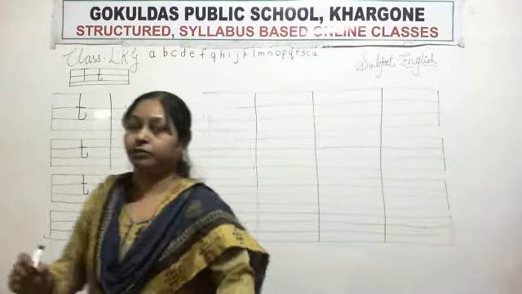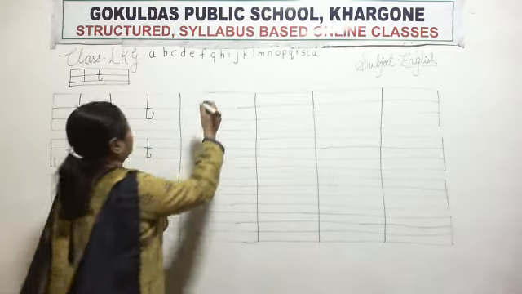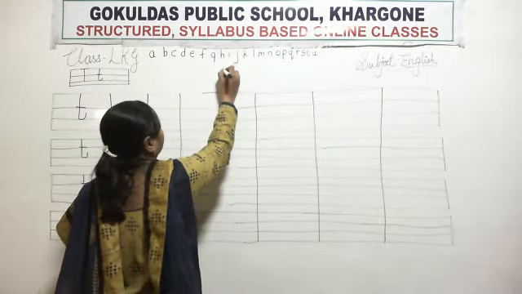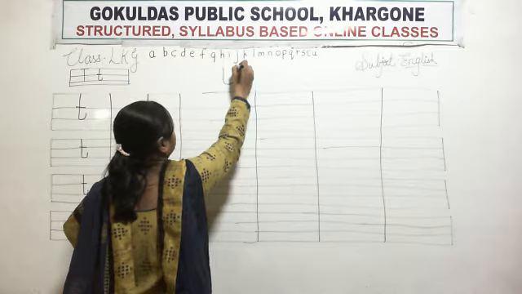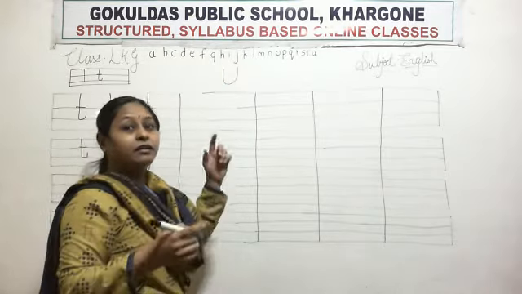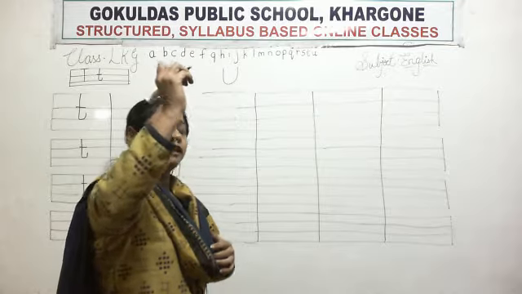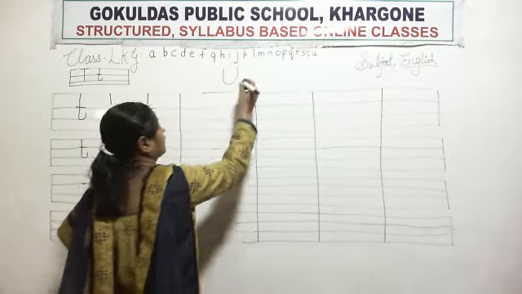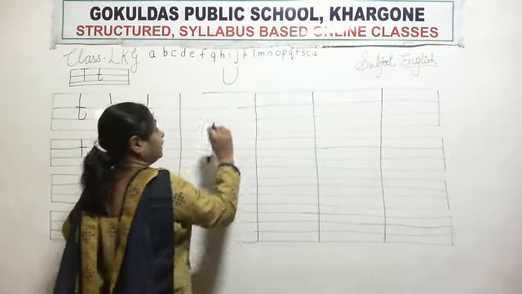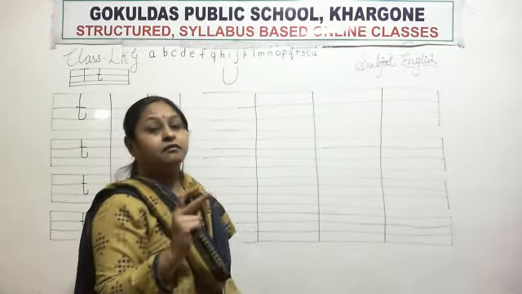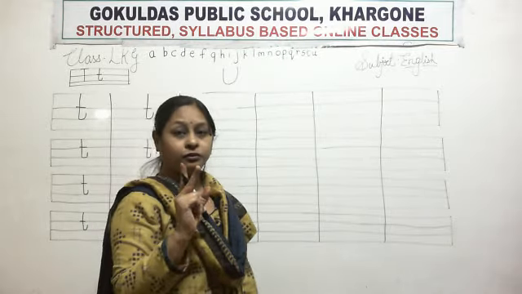Okay. Now we will write letter U. Look here, how we write the capital letter. Like this. We write the capital letter like this. Standing line, curve, and again standing line upward. In small letter, how will we write? We will write only in 2 lines.